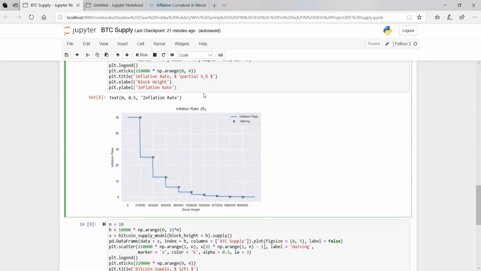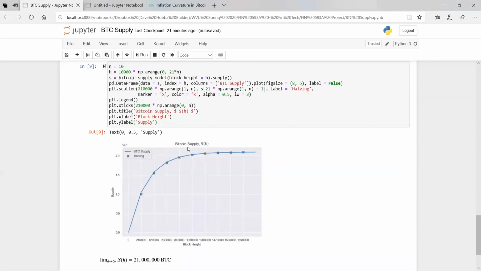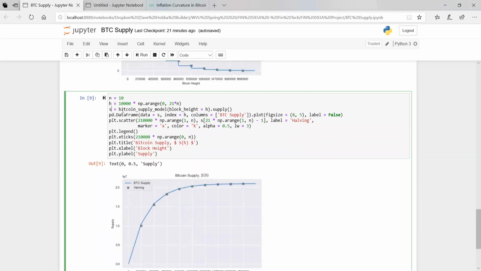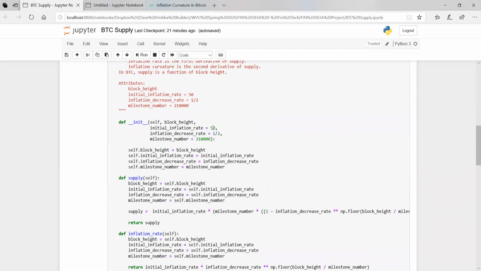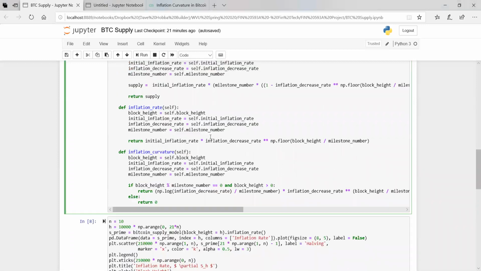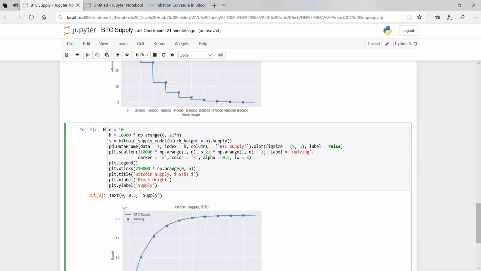So this is a plot of the inflation rate given block height, and this is a plot of the Bitcoin supply. To calculate this, I'm using the Bitcoin supply model. I'm giving it my block height. Everything else is already there, so the only thing that's changing is block height. The inflation rate already has a default of 50, inflation decrease rate already has a default of 0.5, and the milestone number already has a default of 210,000. So the only thing you have to give it is block height.